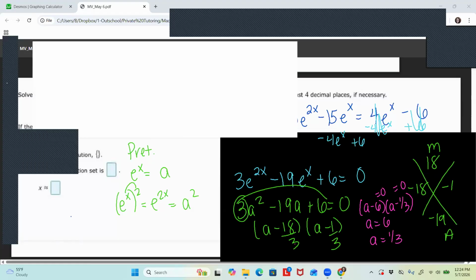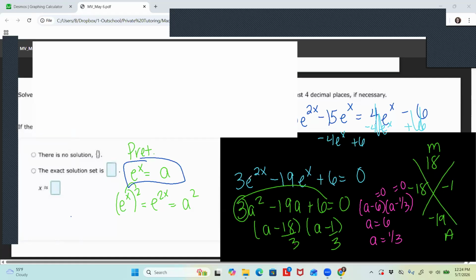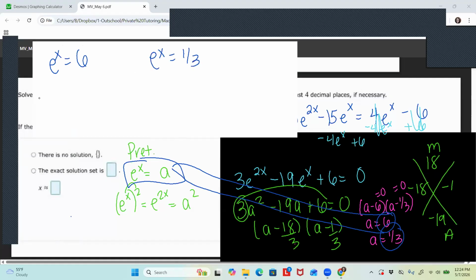Well, we pretended that e to the x is a. So let's put 6 in for a. So e to the x is 6. And let's put a third in for a. e to the x is a third. We just want x. Take the natural log, that cancels. x is natural log 6. x is natural log of 1/3. So your two exact solutions, and these are both positive numbers, so these both should work. Your exact solutions are natural log 6 and natural log of a third. You might put that in parentheses.